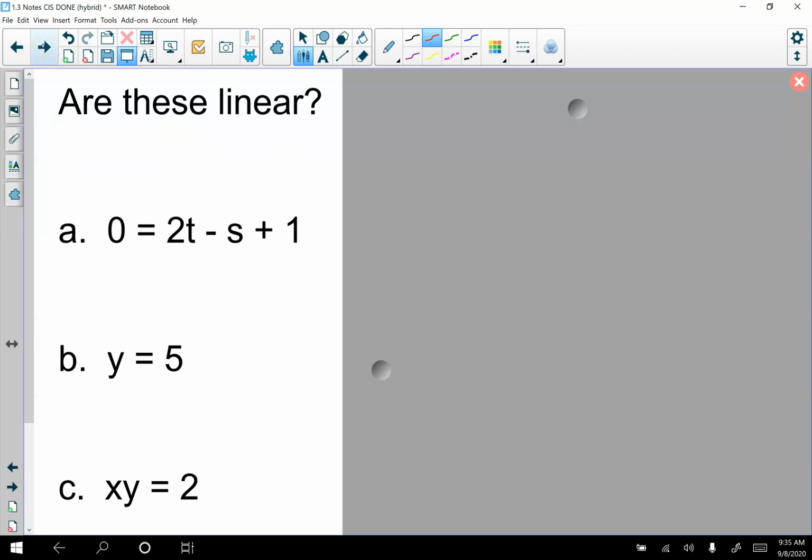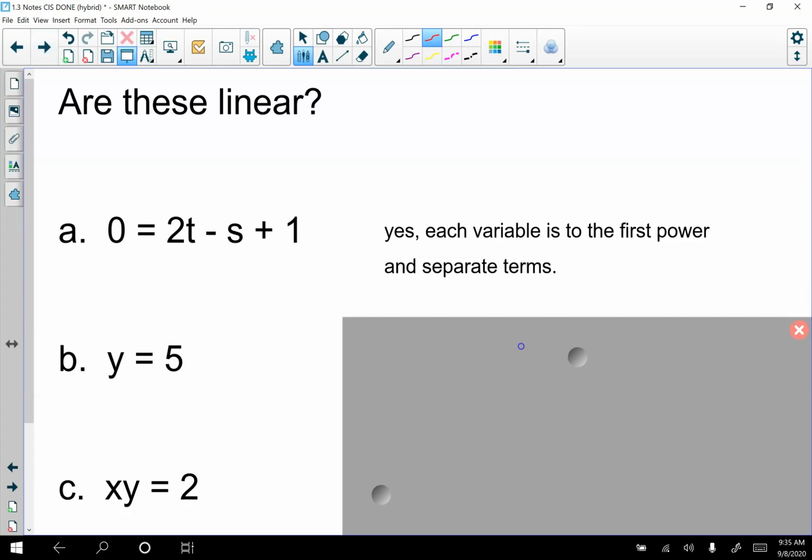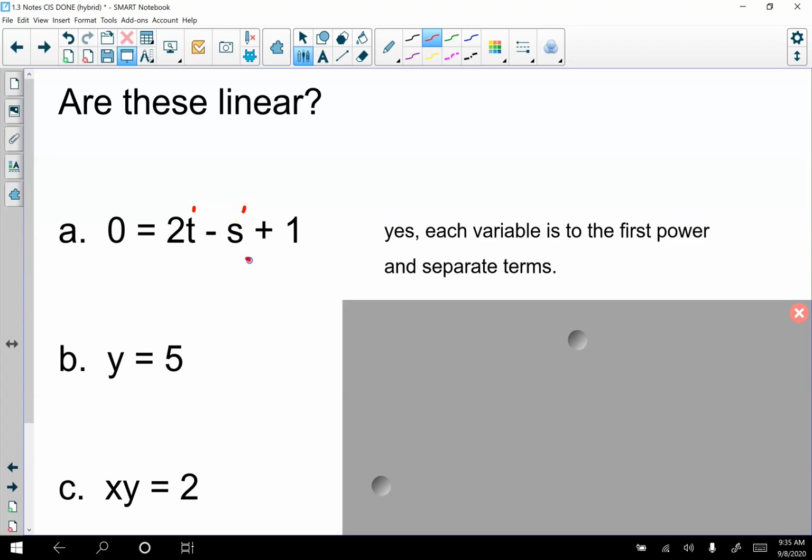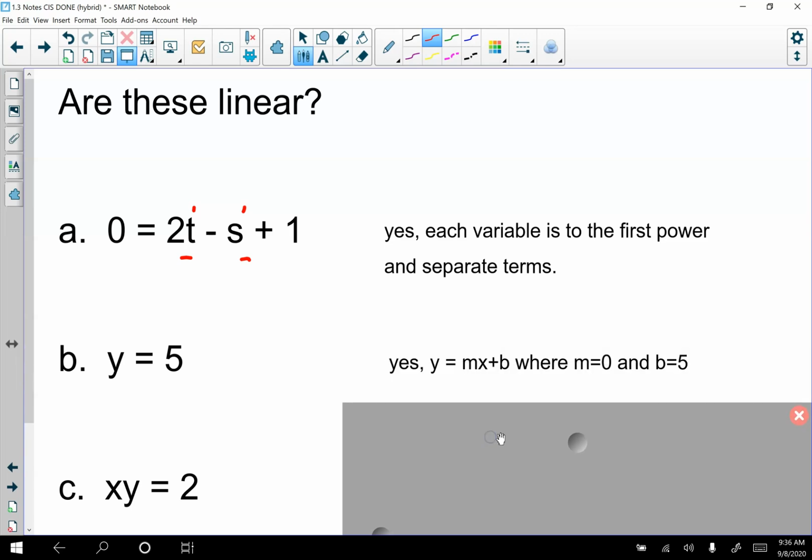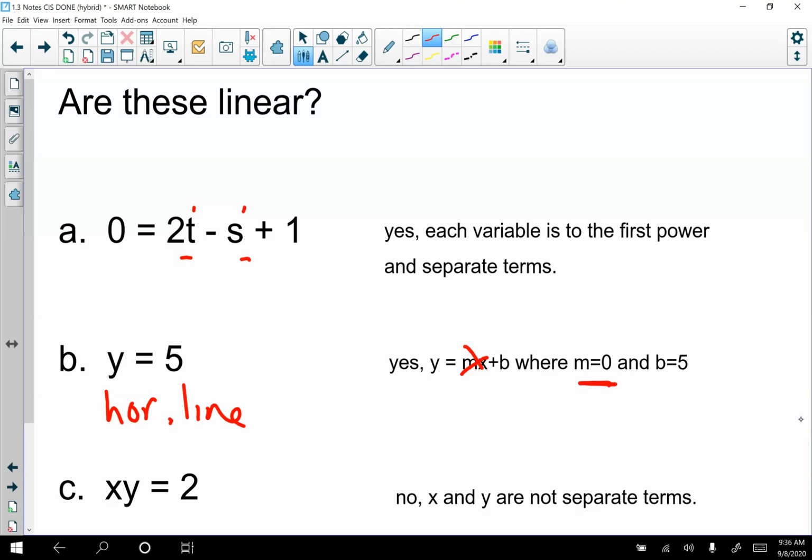Let's take a look at these three. Are they linear? And A, I would say yes. Each variable has a first power only, and they are in separate terms. B, I would say yes, that is too. It can just have one variable. In this case, because the m is 0, we lose this term. This here, y equals 5, ends up to be a horizontal line, which we'll learn about in a couple minutes here. And then the last one, I would have to say no, because x and y are not separate terms. It's one term.